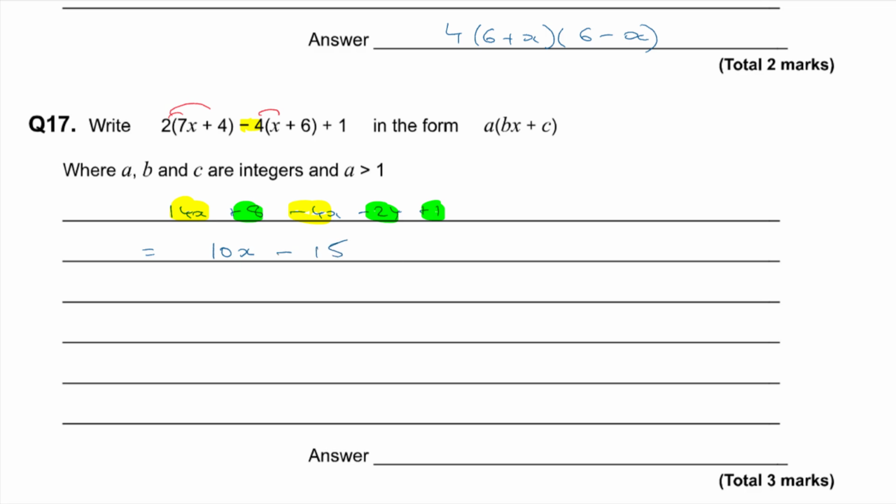So 10x minus 15. Is that in the form a lots of bx plus c? Not quite, but I can see that 10x and 15 both have a common factor of 5.